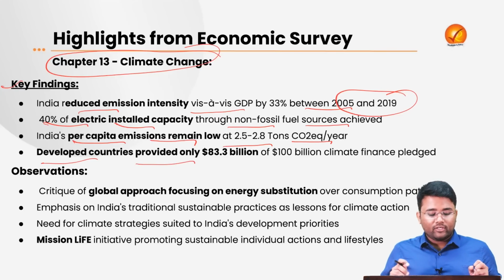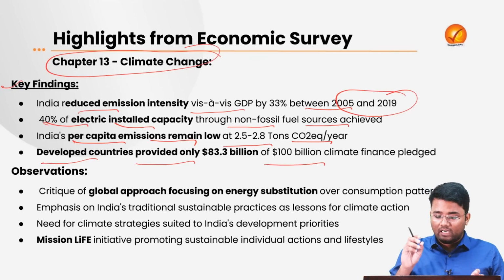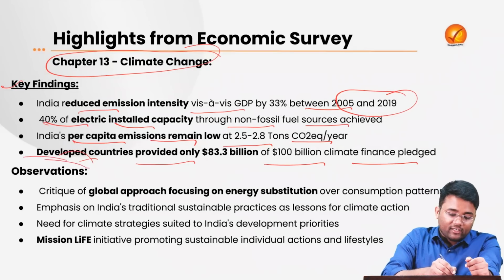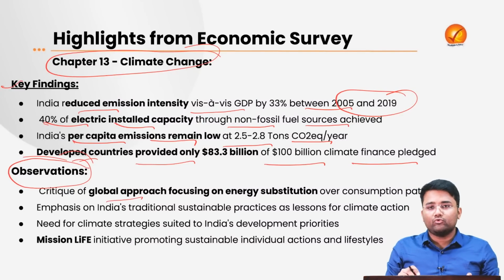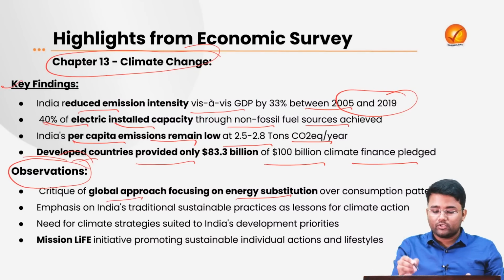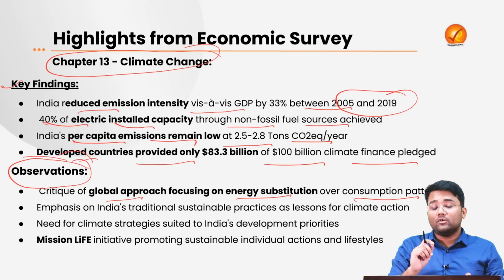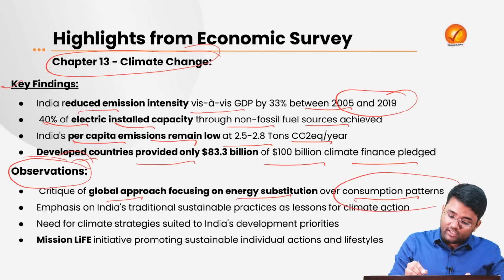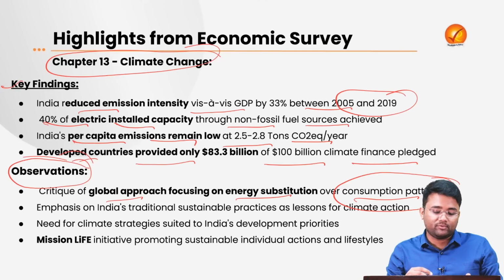Then also the developed countries provided only $83.3 billion of the $100 billion climate finance that was pledged. Then various other observations made by the survey is that the survey has criticized the global approach which is focusing on energy substitution over the consumption patterns. What is happening? The world is focusing on substitution and moving towards the renewable energy, but the energy consumption pattern has not seen that much change as compared to our focus on the energy substitution.